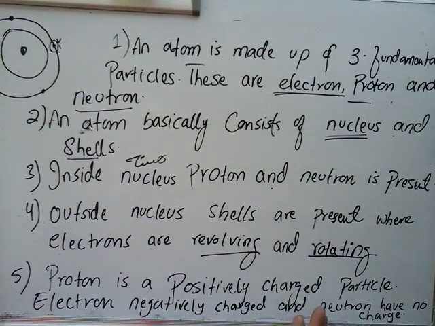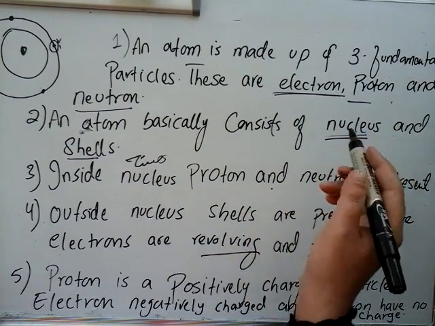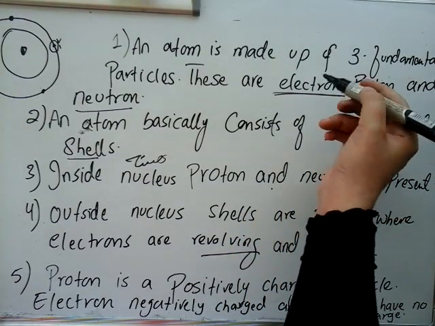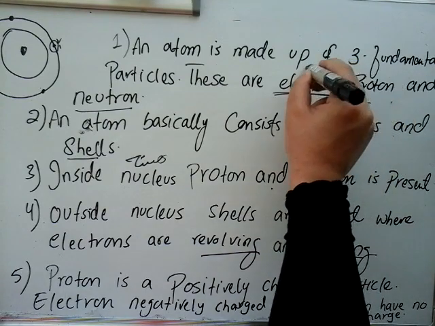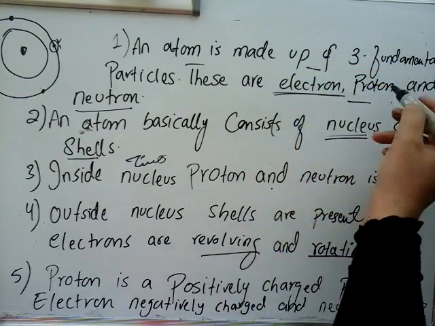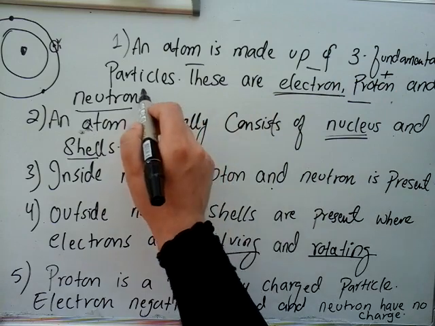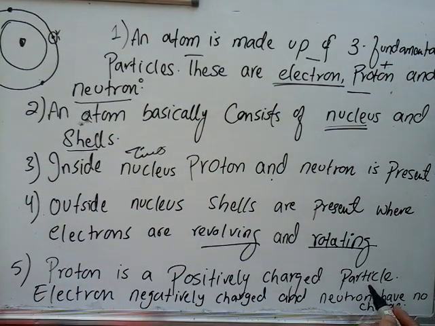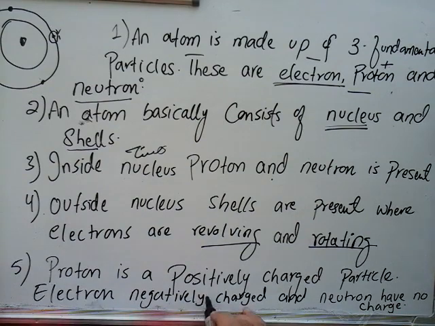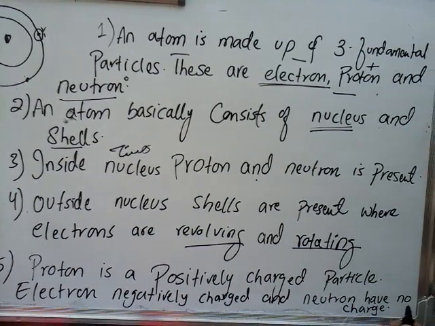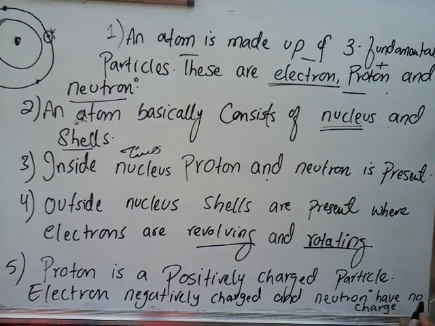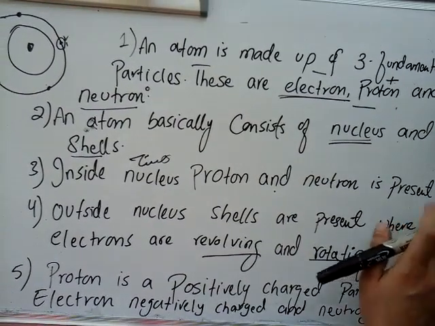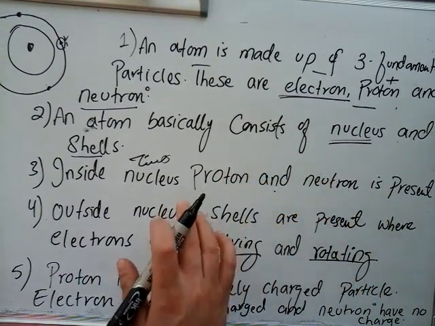Among these three particles, electron, proton, and neutron, the electron is a negatively charged particle. Proton is positive and neutron does not have charge, zero charge. Is that clear? So these are the basic points related to the structure of the atom.